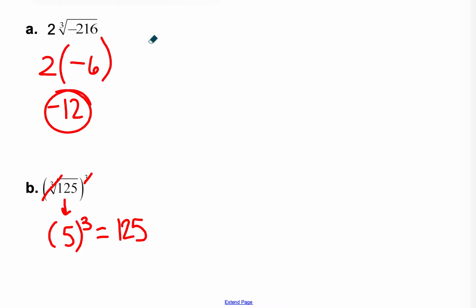For B, let me erase here so you can see. That has the cube root of 125 to the 3rd power. I had them crossed out there because they do cancel each other out. Although you certainly don't have to solve it that way. You could do the cube root of 125 is 5, and then 5 to the 3rd power is 125. But if you realize that that exponent and that radical symbol cancel each other out, it makes the problem a lot faster to solve.